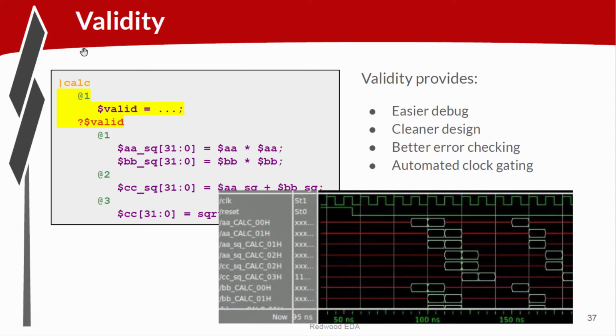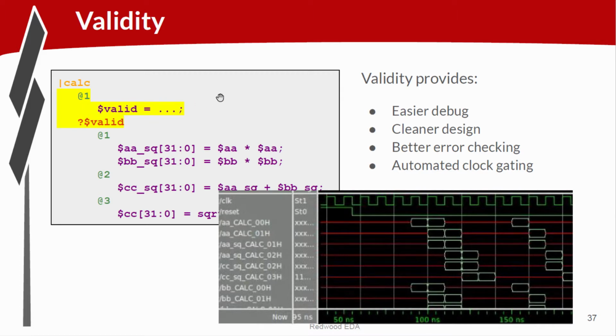All right, so now on to our next topic. I'm going to talk now about a concept called validity. This is a concept that does not exist in RTL languages. So validity is the notion of when values of signals are meaningful.